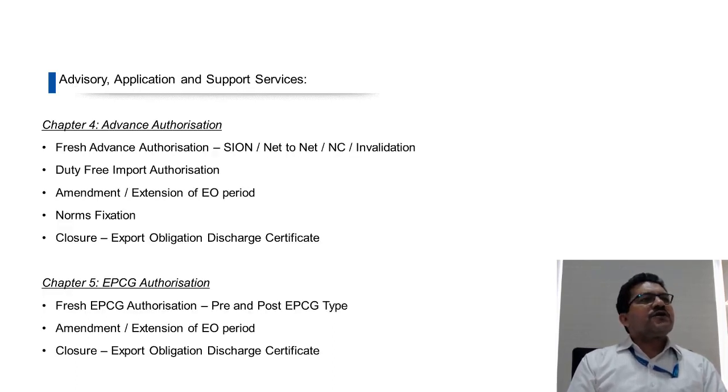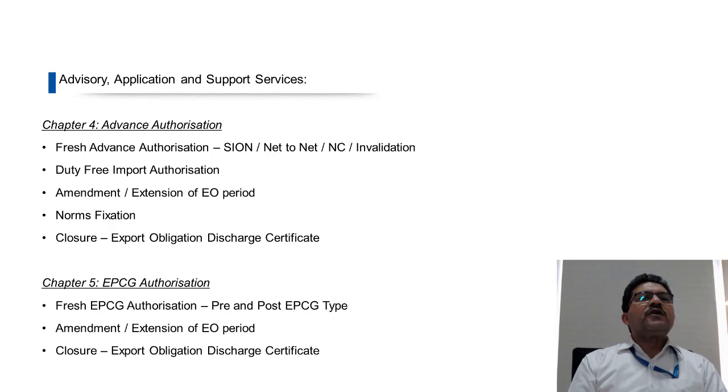For the last 2 decades, the advance authorization scheme has been something which has been very useful, where one could import goods based on the fact that they are exporting the goods, applying for a fresh advance authorization, getting the SION fixed if the SION is not reasonable for the client, invalidation of the same so that you can provide the same benefit to an Indian supplier. These are aspects of advance authorization.